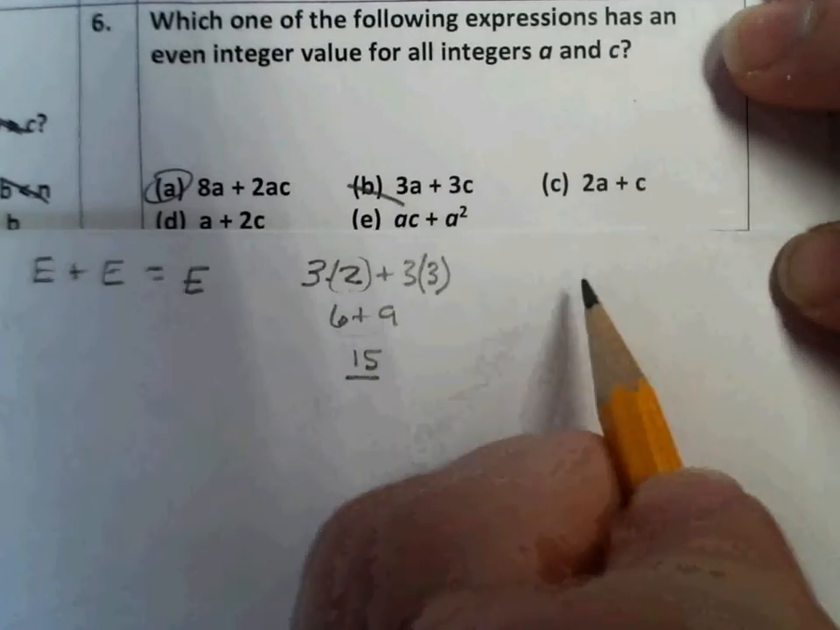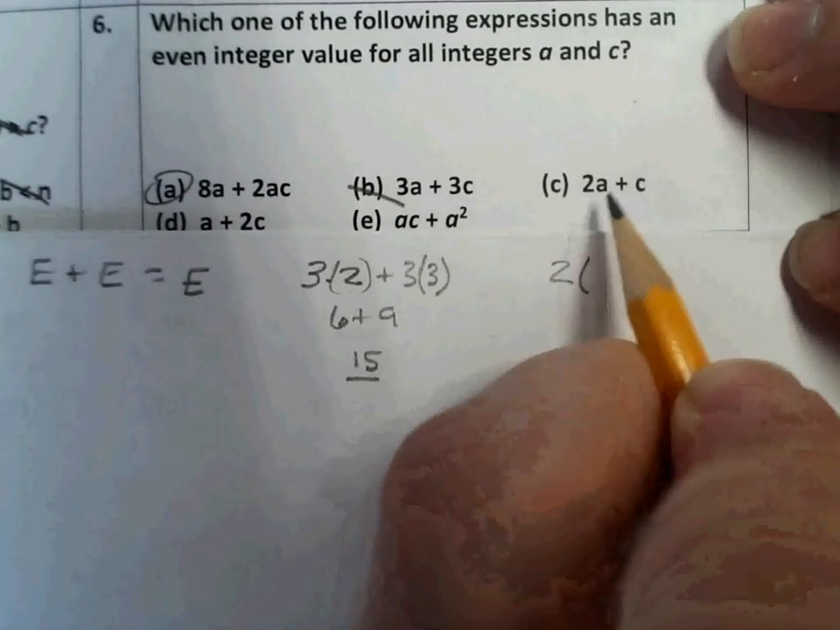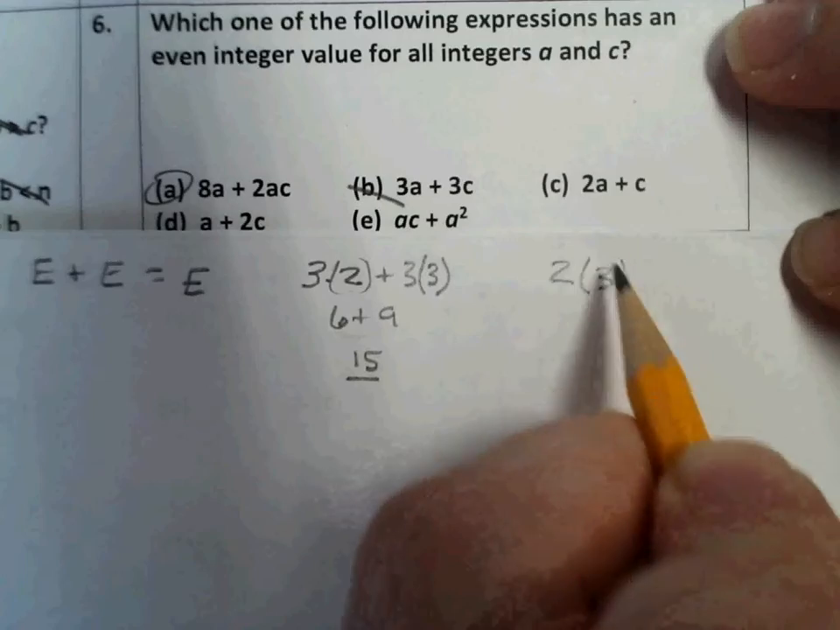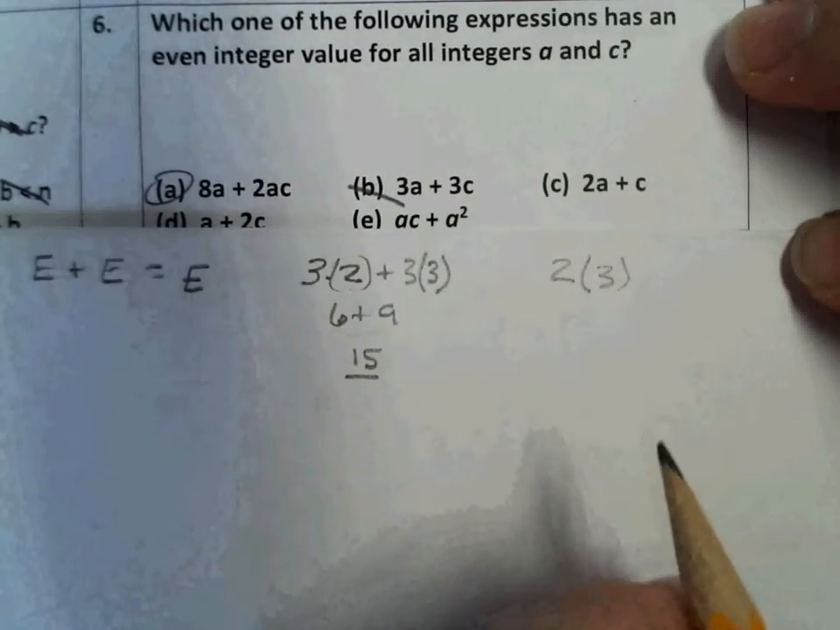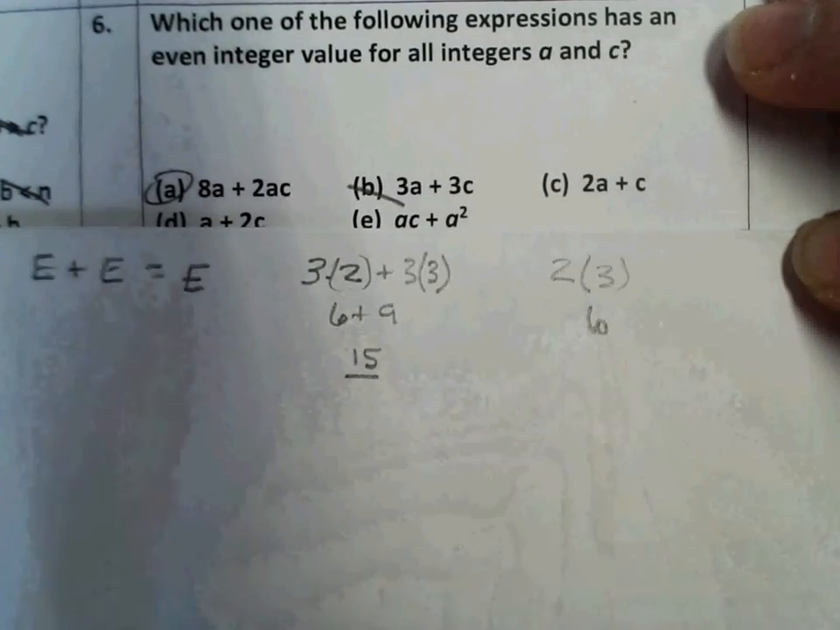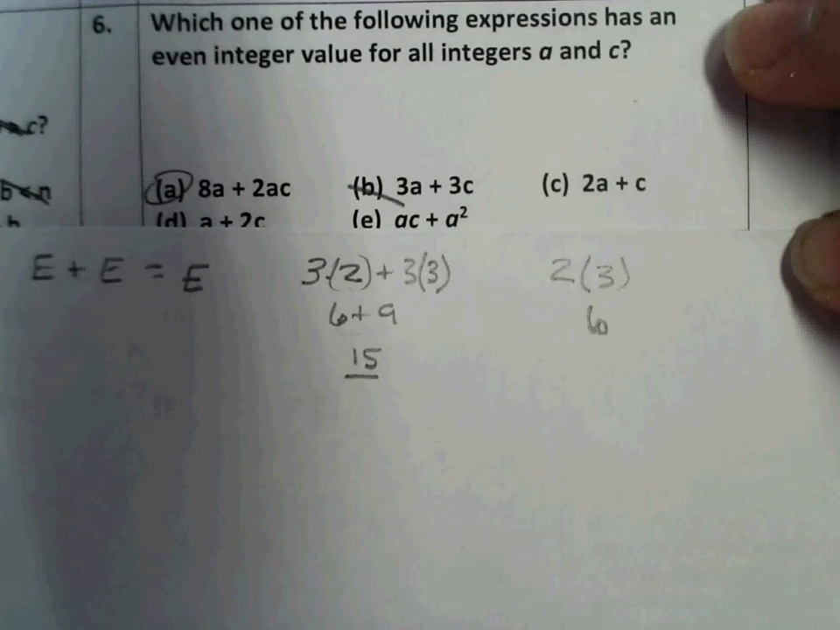C, 2a plus c. Same kind of idea again. 2 times anything is going to be even, so it doesn't matter what we pick. This is going to be an even number. So 2 times 3 would be 6, 2 times 4 would be 8, 2 times 5 would be 10. It's going to be an even number no matter what.